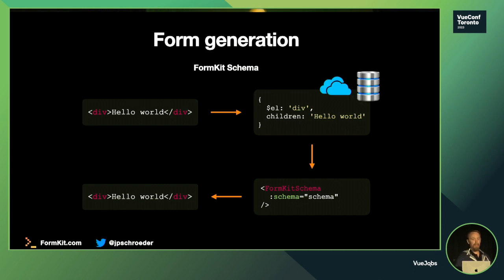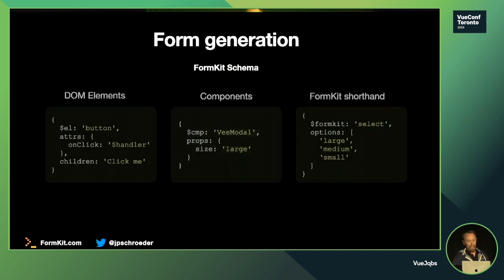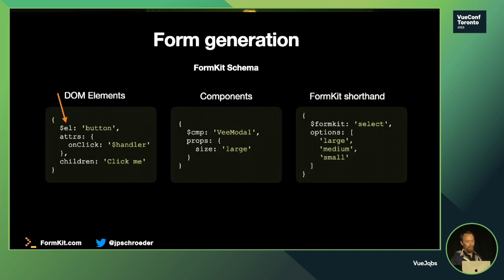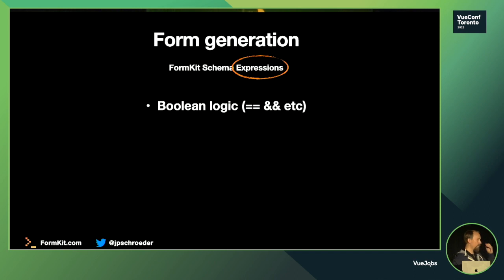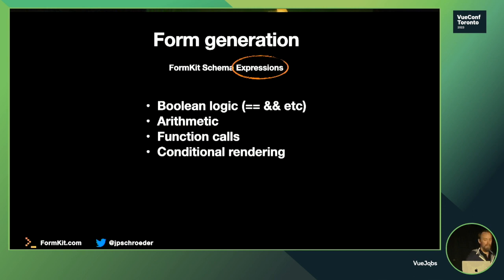Wow, okay, why is that so interesting? Well, it's interesting because this JSON format can be stored anywhere. You can put it in a database, you can stick it on API requests, and go absolutely anywhere you want. And when it shows up at the other side, you get an actual Vue application rendering from it. But it's not just that. It can also represent components or FormKit inputs. All of these can just be stored in JSON. And then the most powerful feature is the fact that it supports expressions. So you can do Boolean logic in JSON. You can do arithmetic in JSON, function calls, conditional rendering, slot rendering, and a lot more.